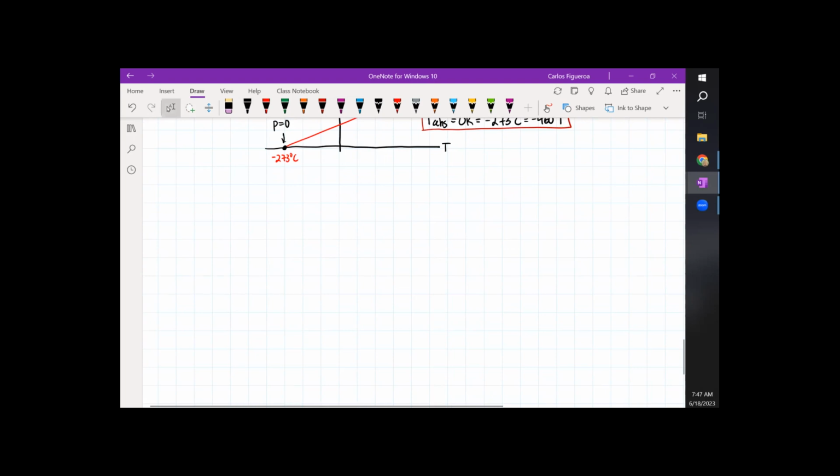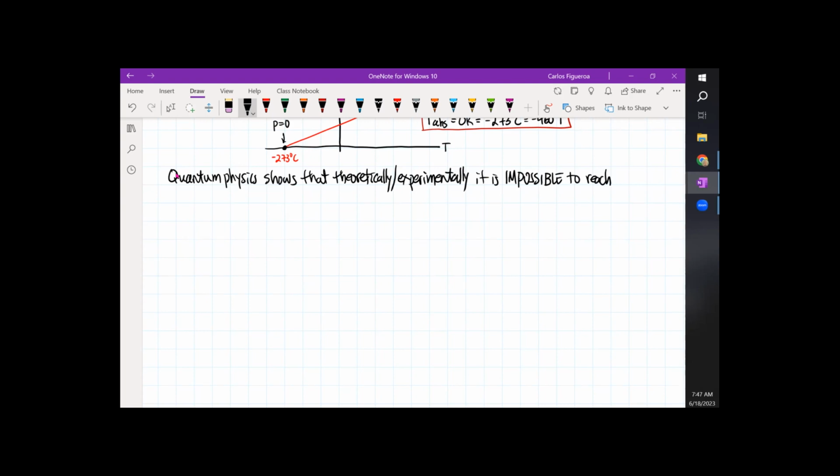Well, what do we know about this? Quantum physics shows, theoretically and experimentally, that it is impossible to reach 0 degrees, 0 Kelvin point.